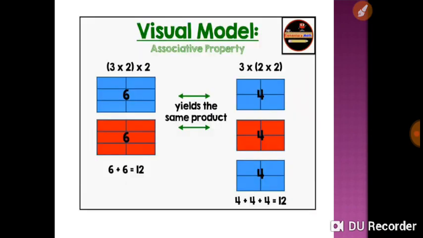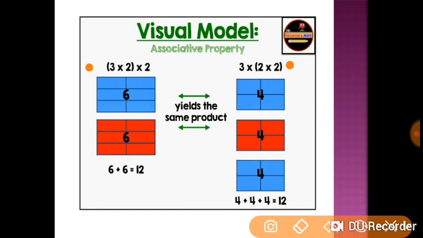You can see one more visual representation of associative property. Here, the sum is 3 into 2 into 2. That can be paired in two different ways. Either you can multiply 3 into 2 first and multiply the product by 2, or you can multiply 2 into 2 first and multiply the product by 3.